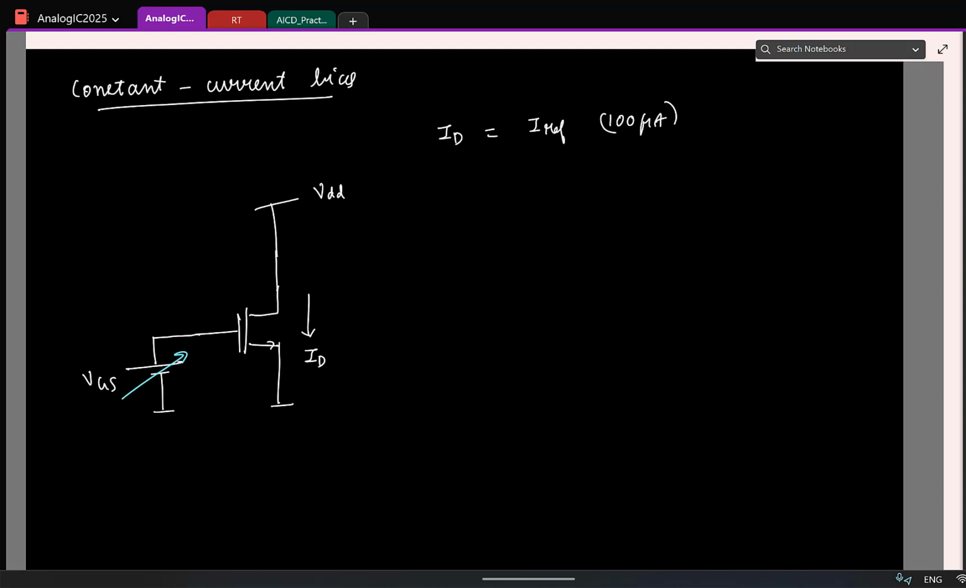That's the only thing, right? So let me write it here. So first thing is I'll compare ID with IREF, correct? So this is in English.